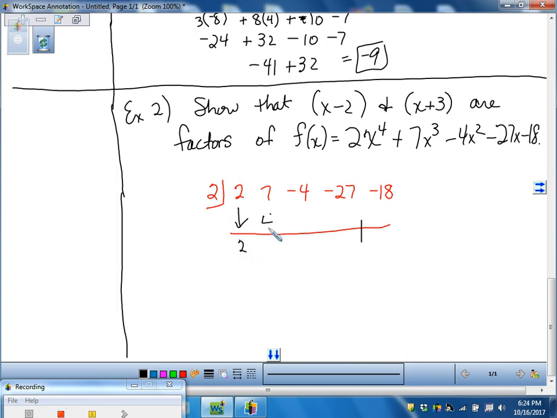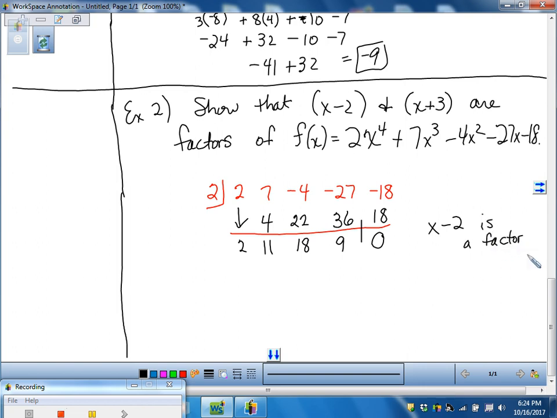2 times 2 is 4. 7 plus 4 is 11. 11 times 2 is 22. 22 minus 4 is 18. 18 times 2 is 36. 36 take away 27 is 9. 9 times 2 is 18. 18 and negative 18 is 0. So because I got 0, that now means that x minus 2 is a factor.